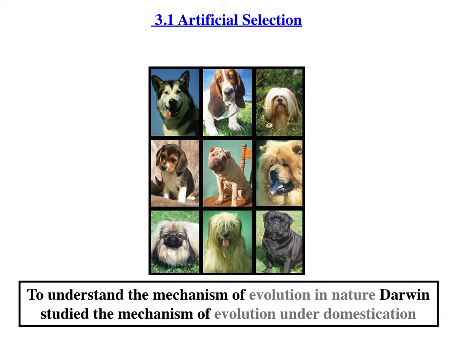Okay, so let's look at that process. To understand the mechanism of evolution, Darwin and many other people said, okay, let's look at how we have been able to create new varieties, how we've been able to mold different populations through artificial selection.